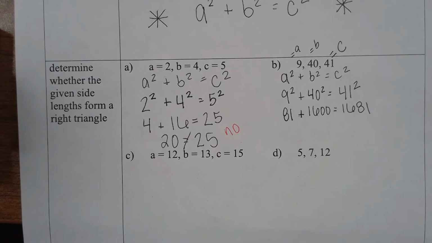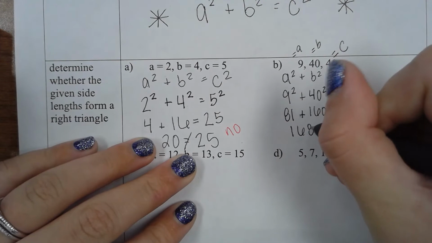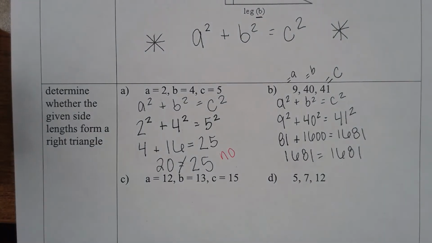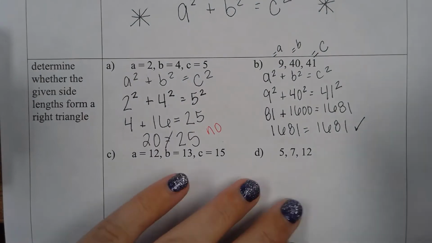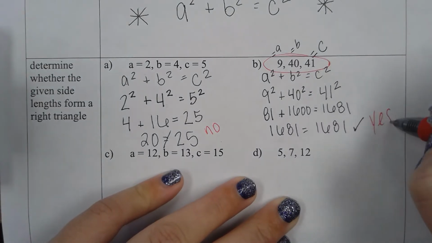So 81 plus 1600 does give me 1681. So does 1681 equal 1681? Yep, they sure do. So since the left side equals the right side, this means that these 3 numbers do form a right triangle.